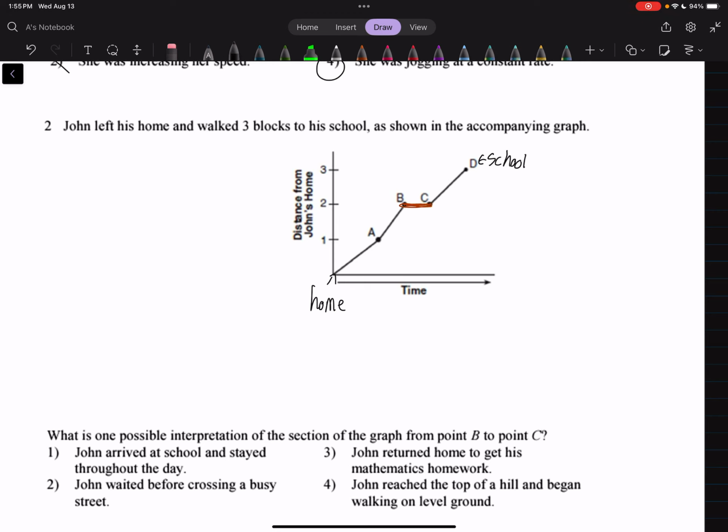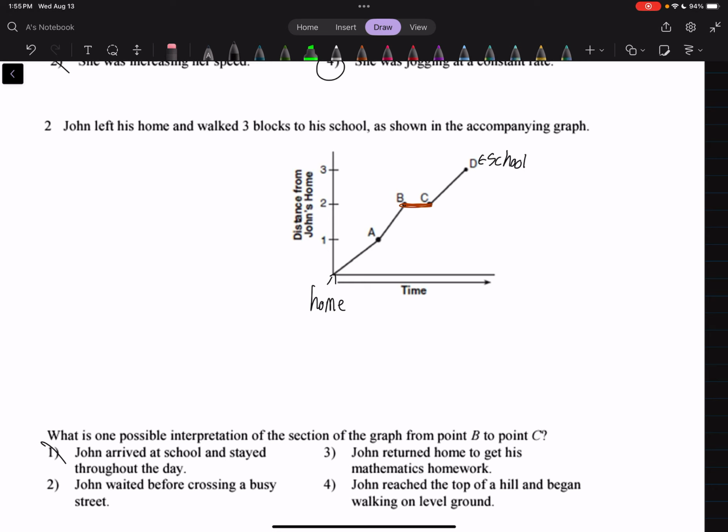1, he arrived at school and stayed throughout the day. Well, that occurs at point D, so I know 1 cannot be correct. 2, John waited before crossing a busy street. Well, I know he's not moving, but let's see what the other answer choices are.